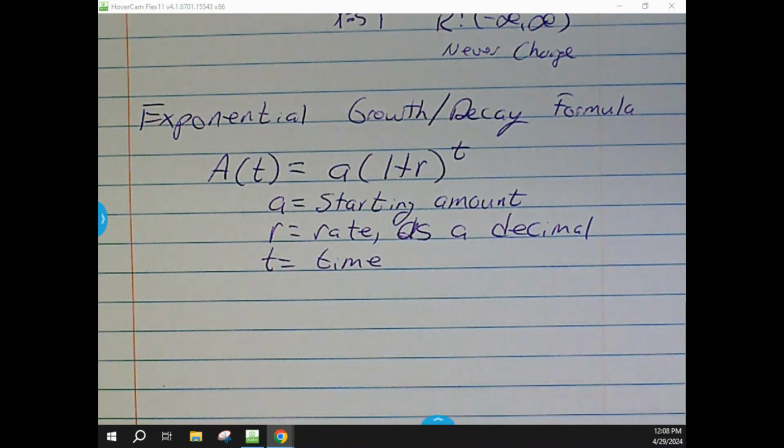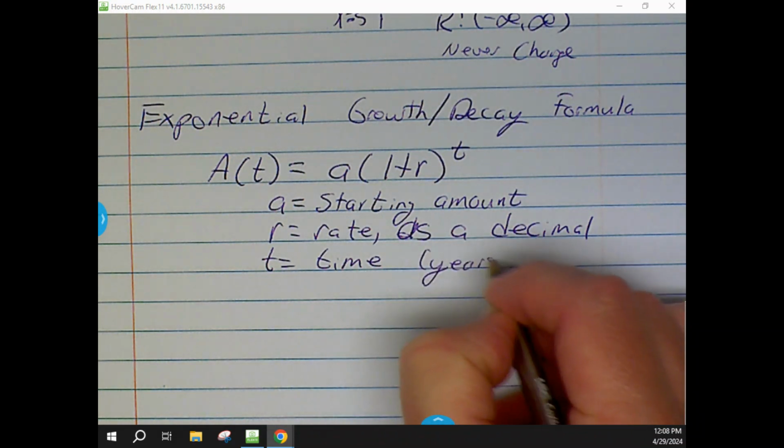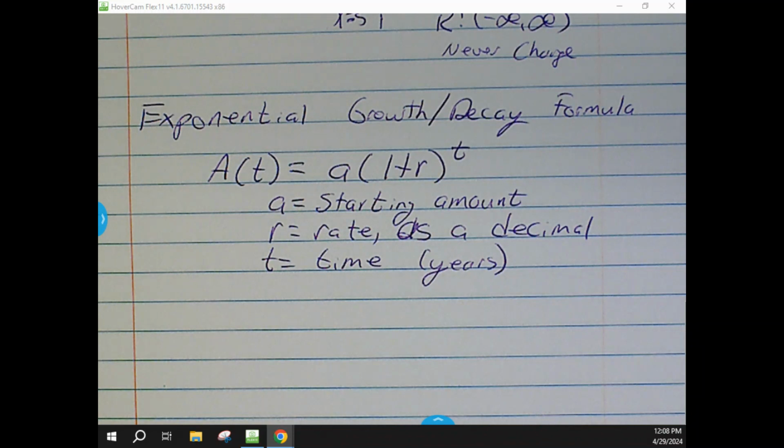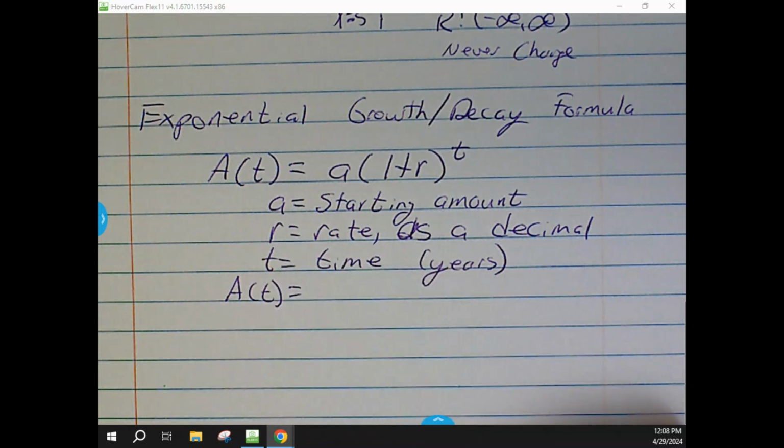Usually it's in years. Sometimes they might give it to you otherwise, but pretty much on that one, it'll be in years. Okay, and then the A of t, that's your amount after t time.